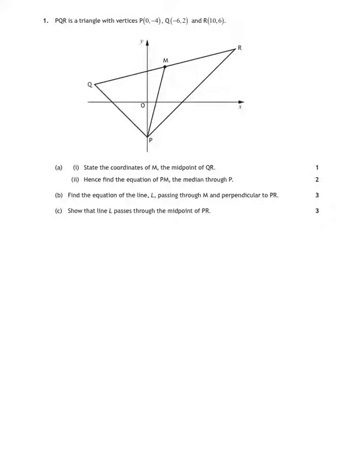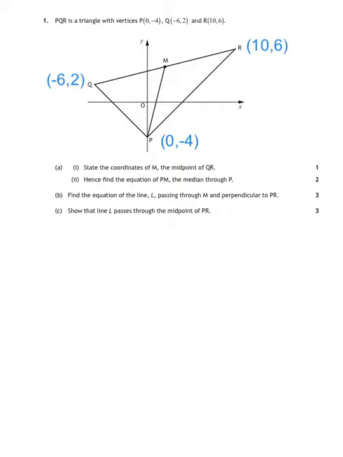Okay, this is a straight line question. We are given a triangle. We're told the three vertices, P, Q and R. We're asked to find the midpoint of QR, the equation of PM, which is a median, and the equation of the line L, which passes through M and is perpendicular to PR. There's then a proof to do for part C.